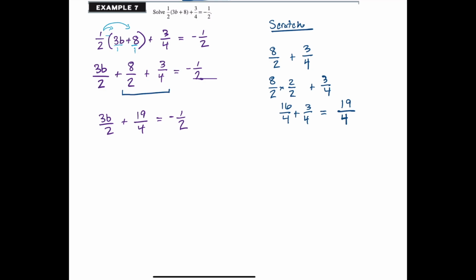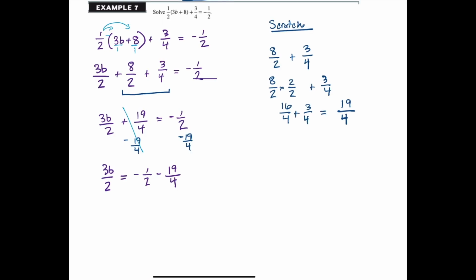Now let's move the 19 over 4 over to the other side. So I want to subtract that from both sides. So let's just write this out. Still got the 3b over 2. It's cleared out on the left side. And now what I have is negative 1/2 minus 19 over 4. So I have a subtraction of fractions. So same rules apply. I want to get a common denominator.